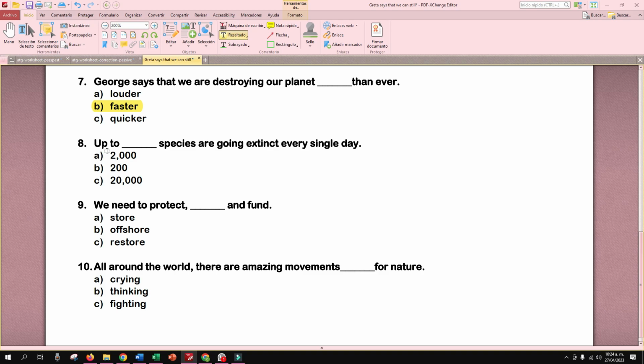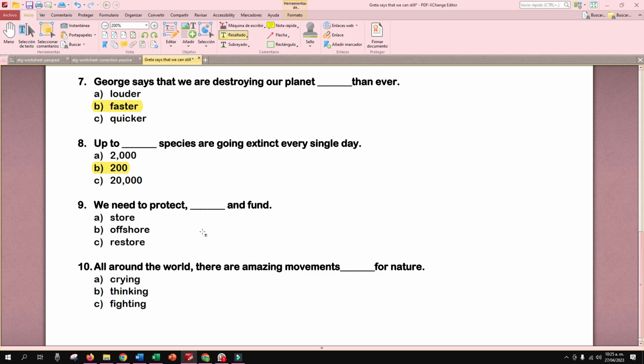So, what about this one? Up to 2,000, 200, or 20,000 species are going to go extinct every single day. Which could be that one? Up to 200. Yeah, 200 species are going to go extinct every single day, right?